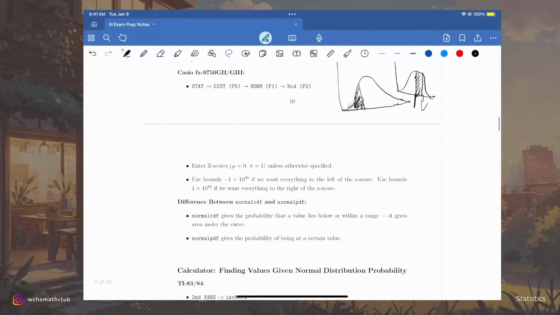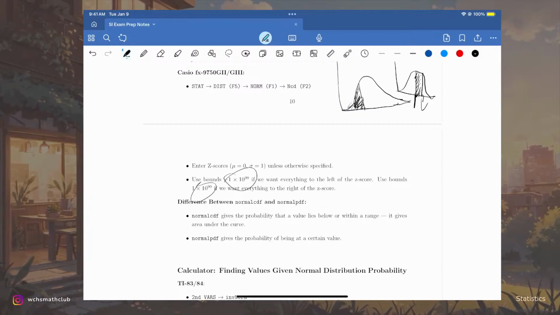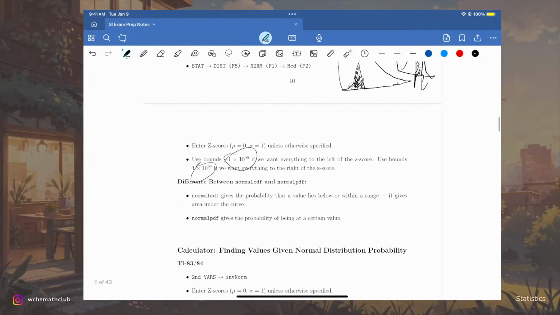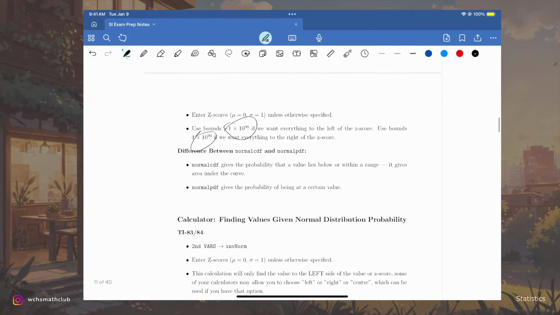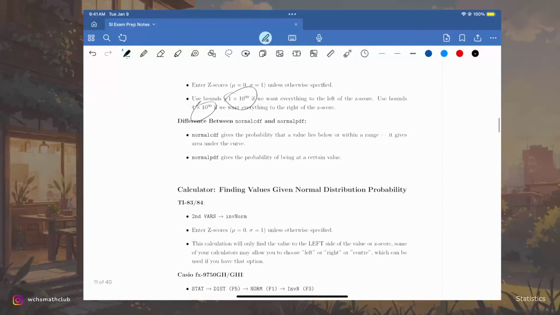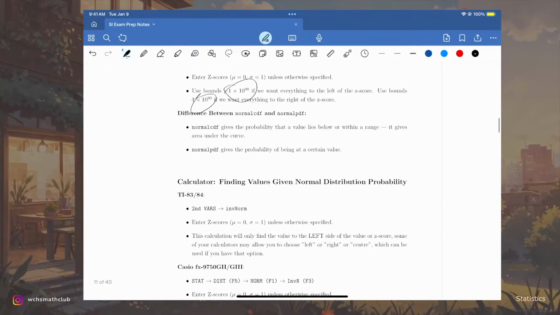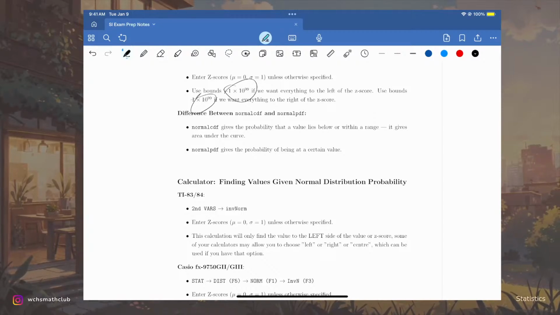And then Casio, it's just different buttons to press. Once again, you have the different bounds you can use, with this being negative infinity, this being infinity. It's going to stats, distributions, normal, and then you do your NCD or cumulative distribution and enter all your scores. And once again, the difference between this is the normal CDF is anything within a range, so it can be multiple values, whereas PDF gives it at a certain value or a set value.